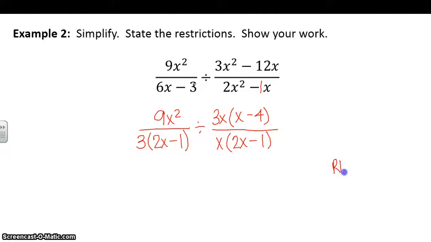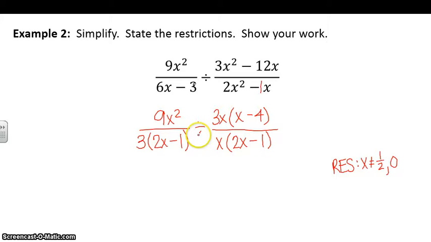Okay, so let's look for restrictions. This 3 does not give you a restriction because it doesn't have a variable next to it. But if you set this equal to 0 and solve, you would add 1 and divide by 2. So 1/2 is a restriction. This x, though, will give you a 0 restriction. And then this is still going to be positive 1/2.